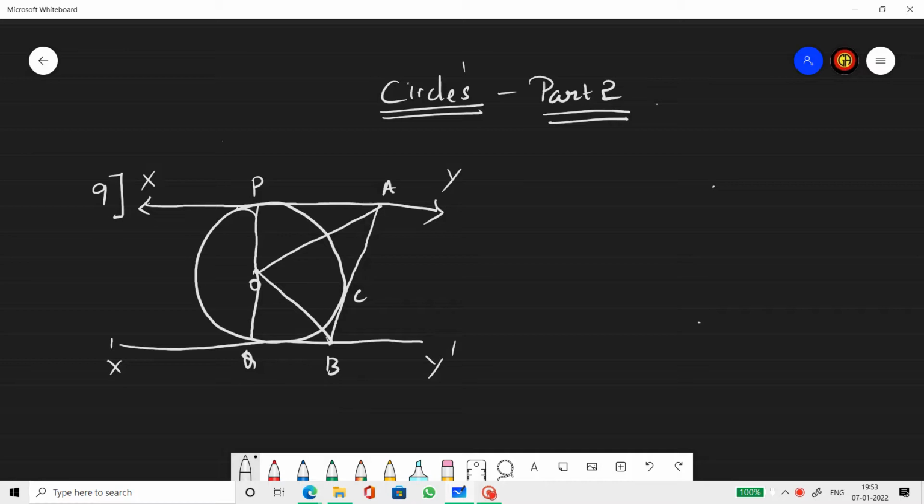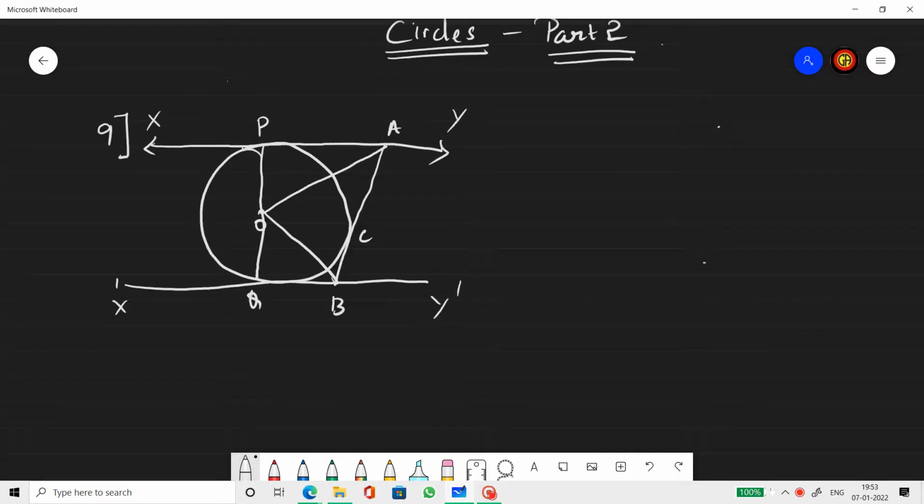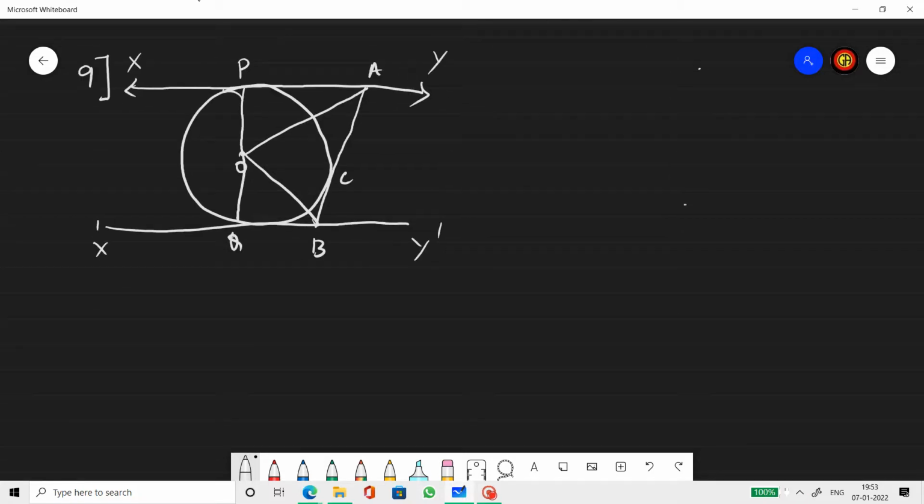Good evening. Today we're going to start circles, but today we're going to do only the 4-mark sums from circles. So question 9, 10, 11, 12, 13 from the NCERT textbook is what I'm going to cover today. So this is question number 9 from the NCERT textbook.